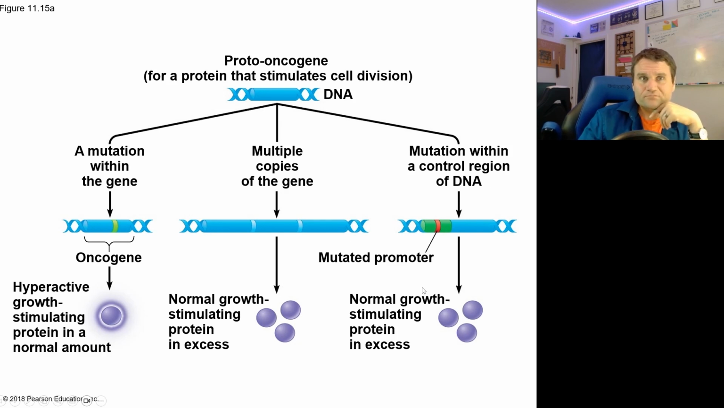And then we could also get a mutated promoter region of the DNA, which causes the transcription factors to attach to it more often, more transcription. So we still have just one copy of the gene. The mutation isn't in the gene, it's in the promoter, but it's still being made more and more and more, and you have the same thing as in the situation with multiple genes. More of this growth-stimulating hormone is being produced, and that can cause cancer. So these are three different ways that a mutation could take a normal functioning proto-oncogene and create cancer as a result.